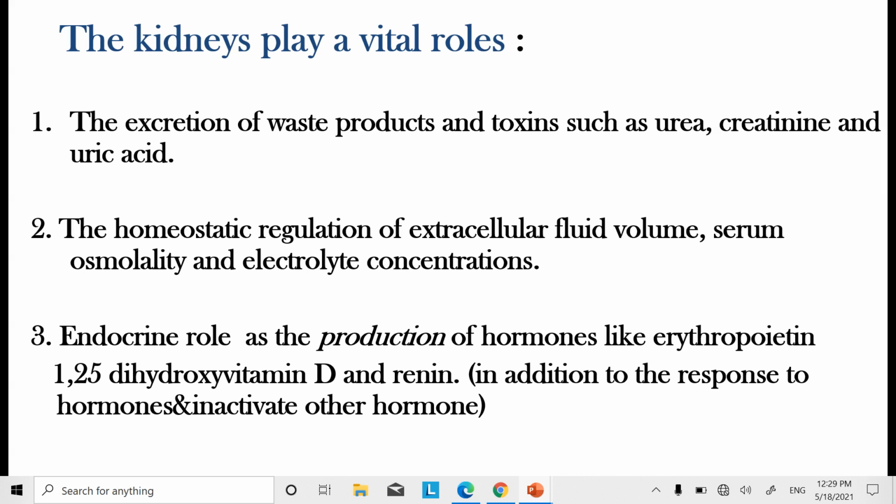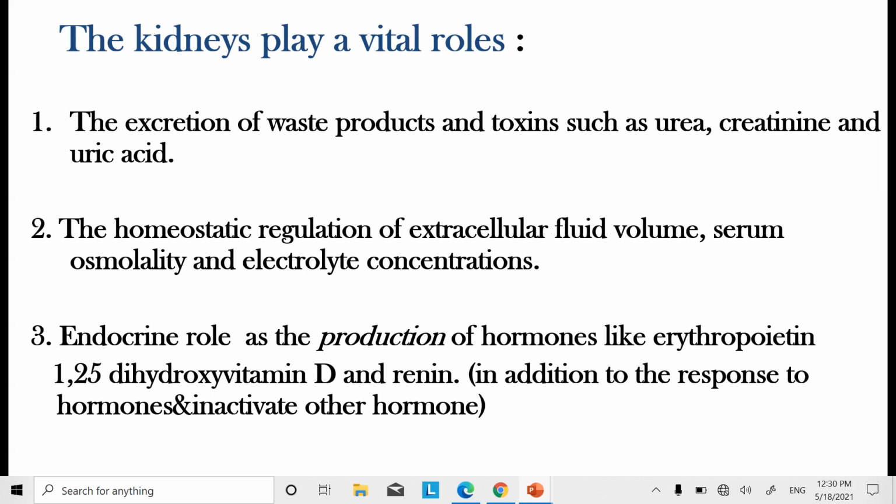Also, it will produce renin, and renin is part of the renin-angiotensin system. When there is decrease in the blood pressure or decrease in the blood volume, renin will be activated, and renin will activate angiotensinogen, and then produce angiotensin 1 and 2, and then aldosterone will be produced, and it will restore the blood volume and blood pressure to its normal level.